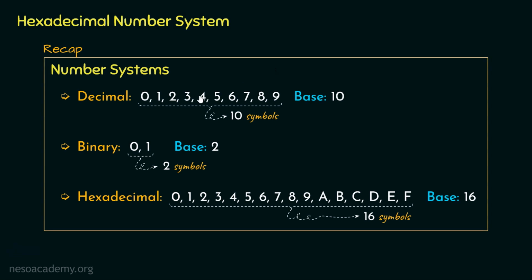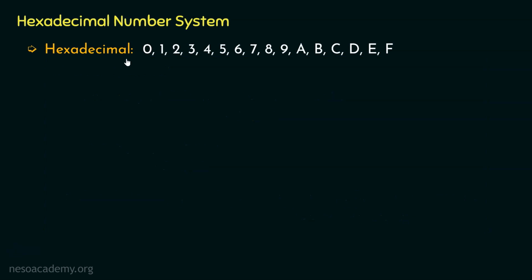Now in the previous session, if you remember, while we were learning about the number systems, we came to know that in hexadecimal number system, we have got 16 symbols. And due to this reason, the base of the hexadecimal number system is 16. Now coming to hexadecimal, we have got 16 symbols. And what are the symbols? We have got the symbols 0 to 9. Then we have A, B, C, D, E and F. Let's now understand how in hexadecimal number system, the numbers are formed using these symbols.